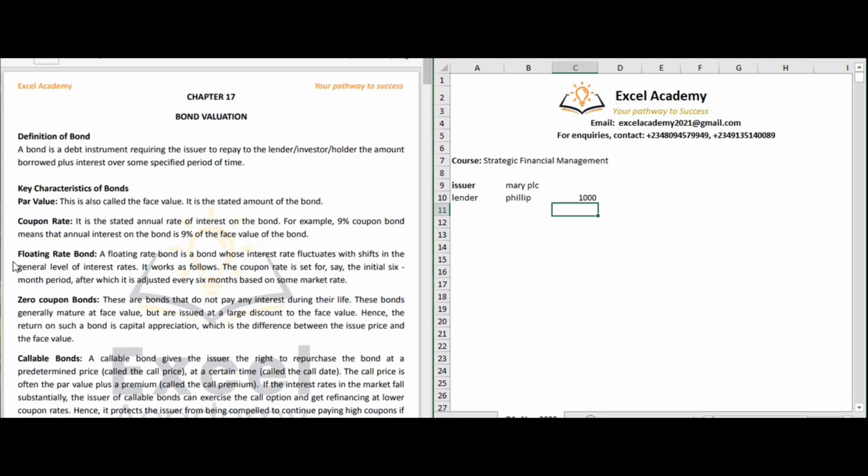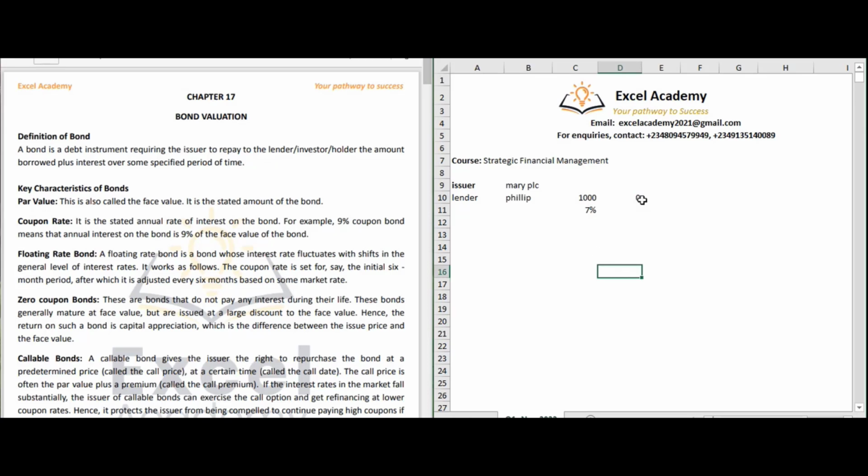So the next things we have are floating rate bonds and zero coupon bonds. For a floating rate bond, what it's saying is that the interest rate is not fixed. It fluctuates. Coming to this example, the interest rate that Mary PLC will be giving Mr. Philip is, let's say, 7%. That's the interest rate that, by agreement, they should be giving him. So at the end of every year, he'll be expecting 7% on 1,000. That's how it's supposed to be.